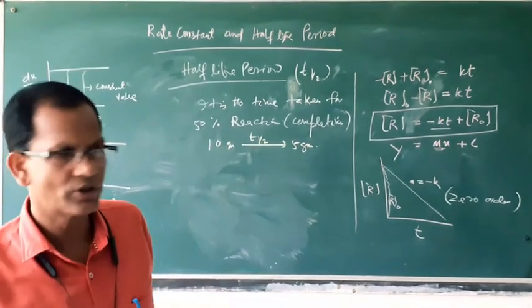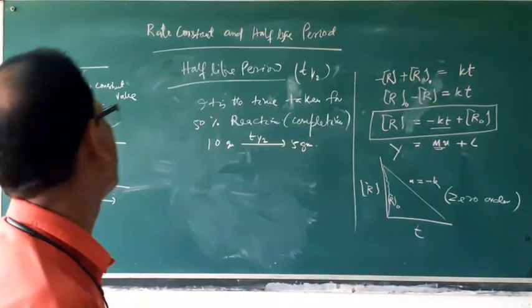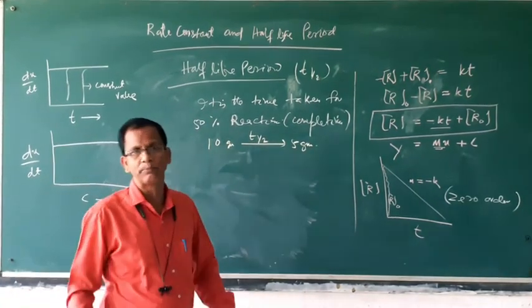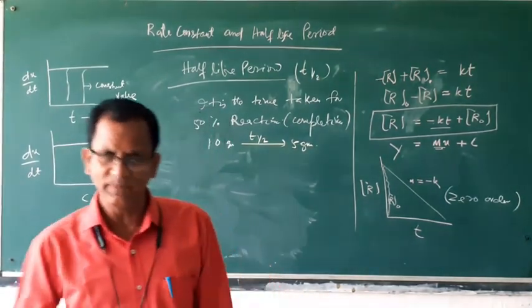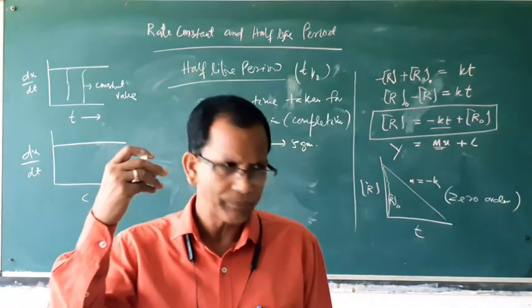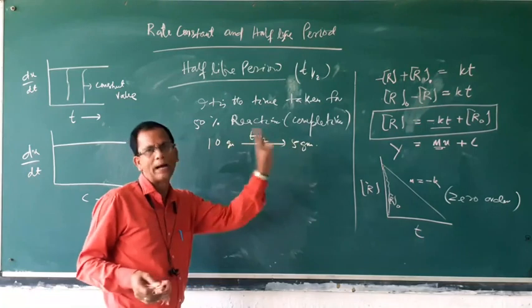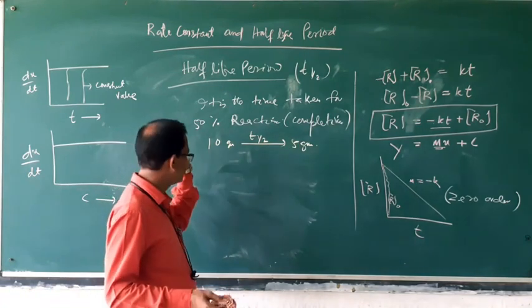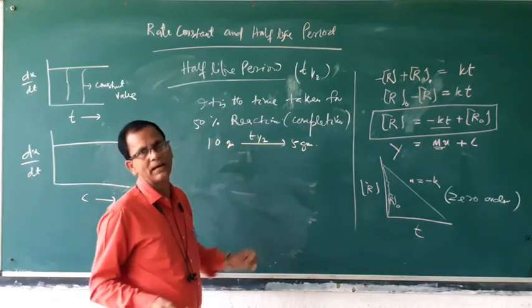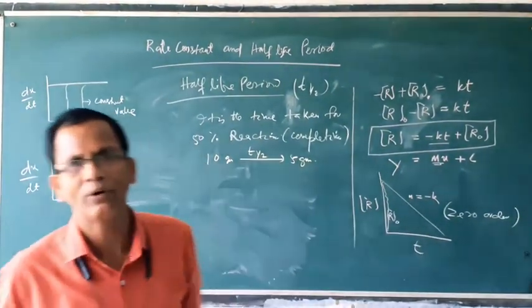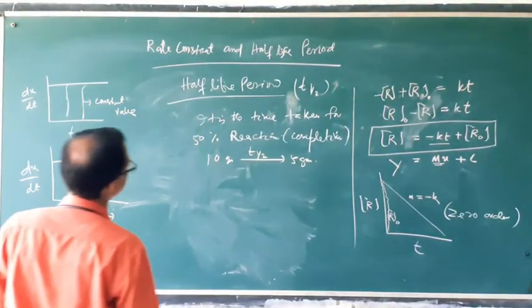50% consumption, the time taken is called T-half. Don't be confused, T-half means time is half. No. Time is maybe a fixed particular time, but mass should be half. To consume 50% mass, how much time is taken? That is called the half-life period.